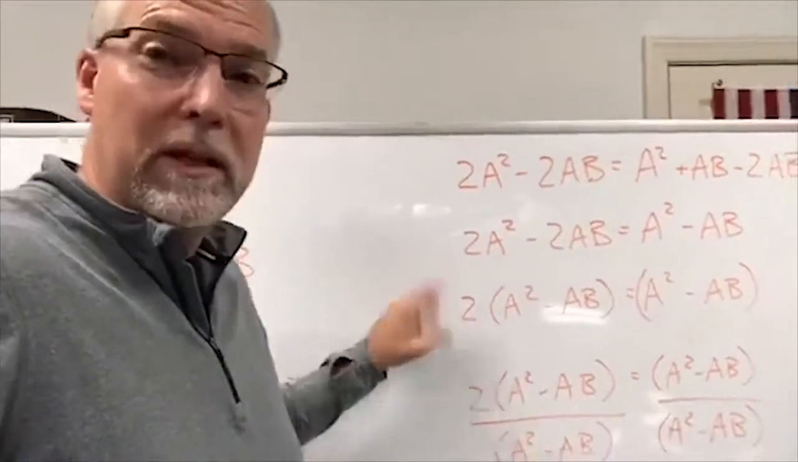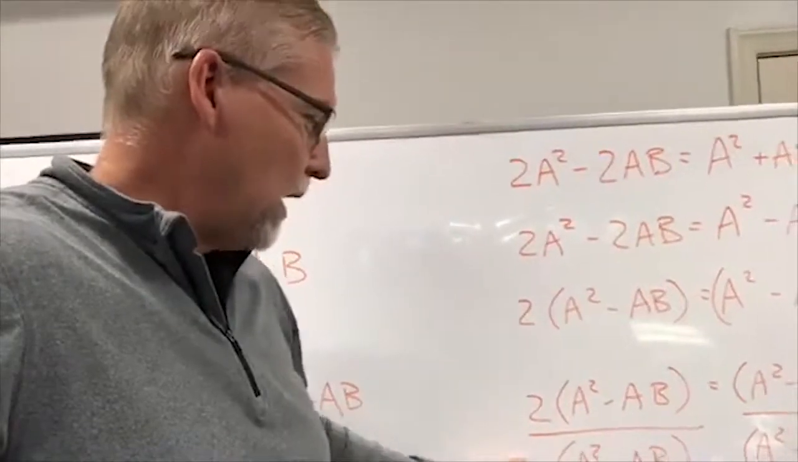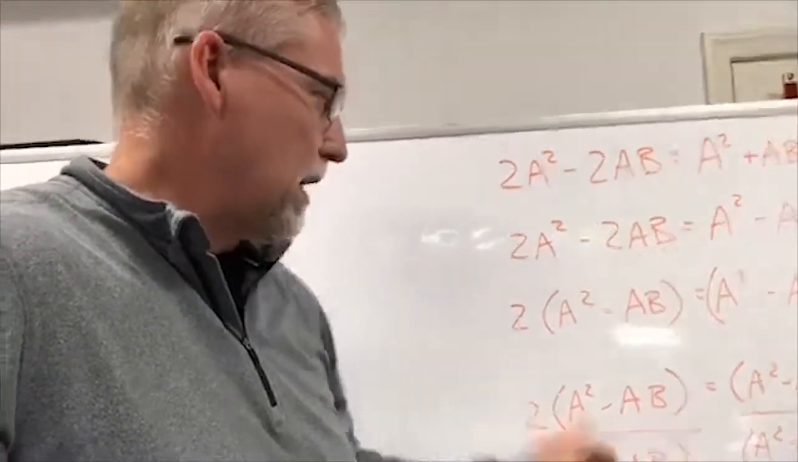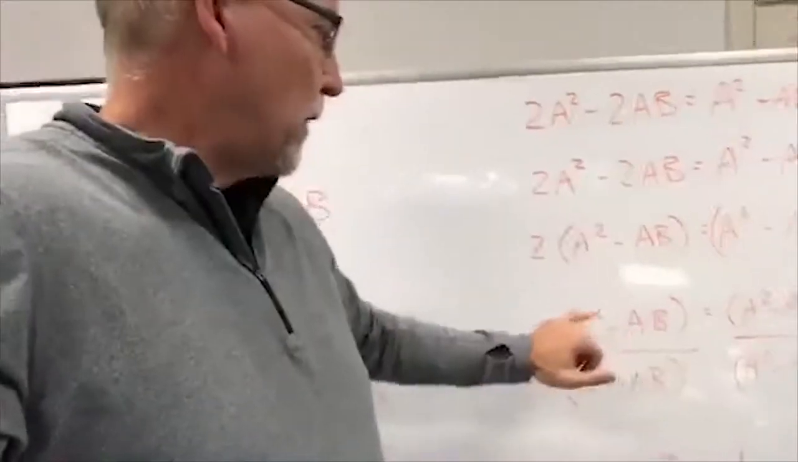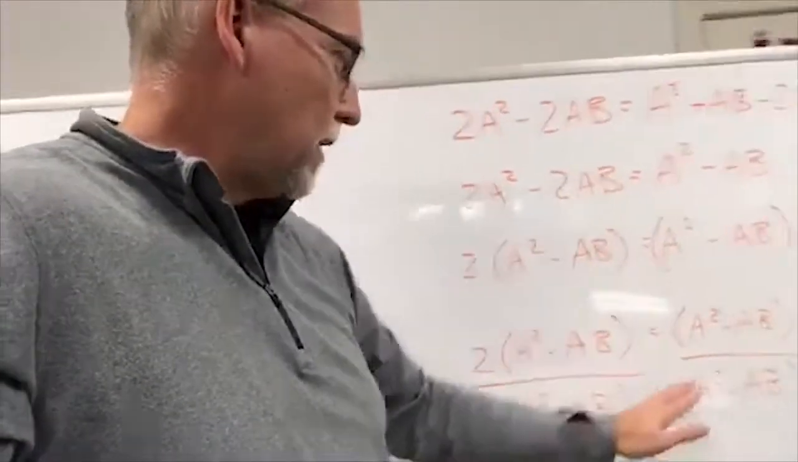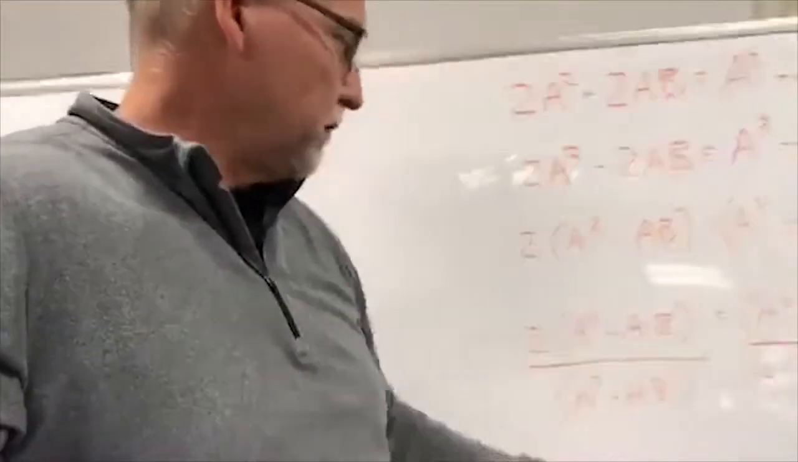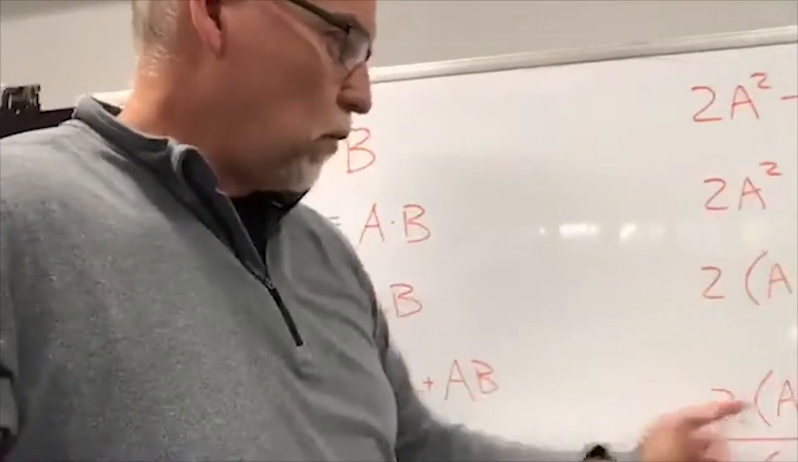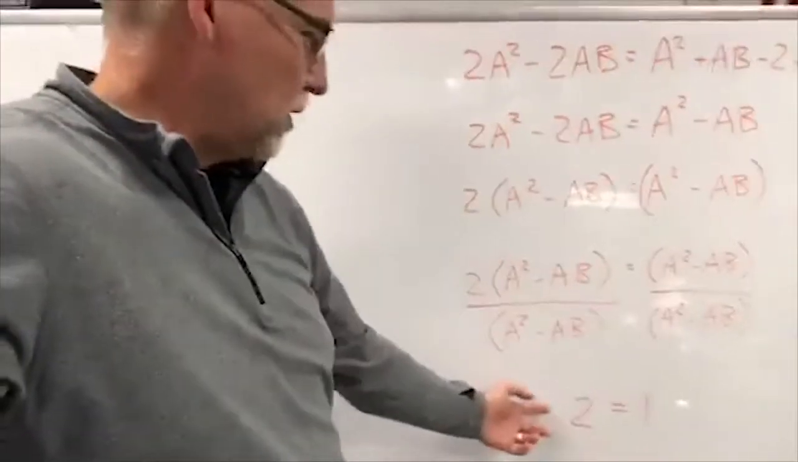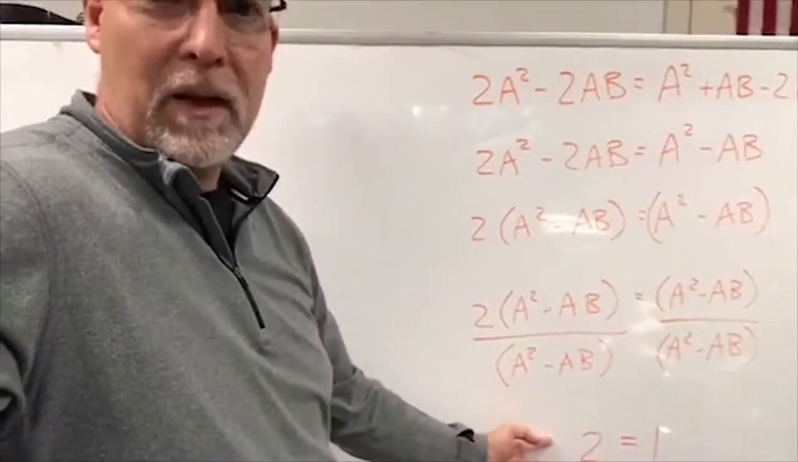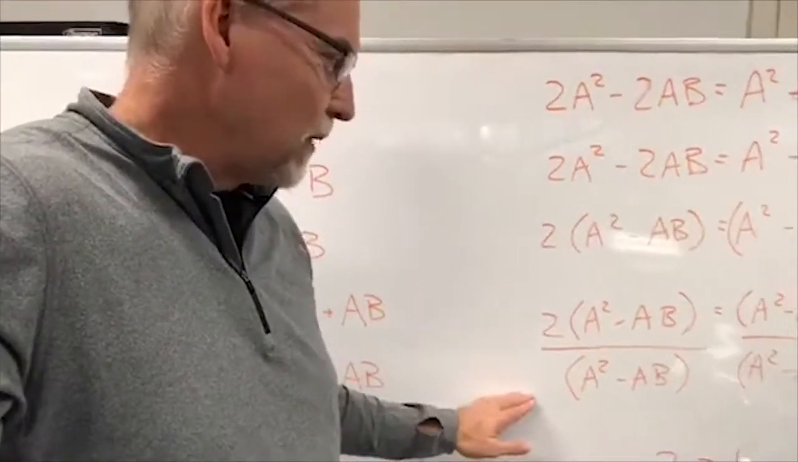At this point in the quote-unquote proof, I divided both sides by A squared minus AB because it's common on both sides. So if I divided both sides by that, then it appears as though those cross out. Anything over itself is 1. Anything over itself is 1. 1 times 2 is 2. And it appears as though 2 is equal to 1. But right here is the fallacy.